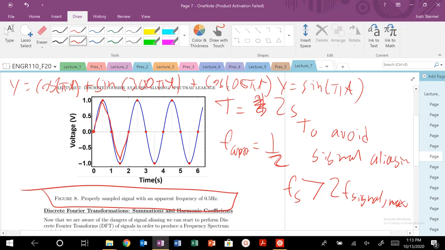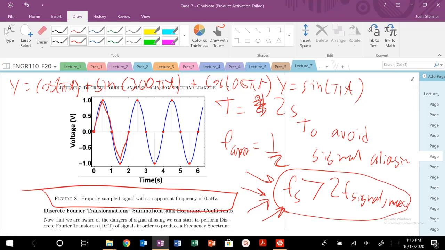So we need to make sure that we are greater than the maximum. The sampling frequency has to be greater than twice the maximum frequency of our signal in order to properly capture all the high frequency and low frequency components in our signal. Anyways, that is our key condition here. So if we cannot meet this condition, our signal is going to be aliased, our apparent frequency is going to be different from our signal of interest, and we cannot trust those results moving forward.